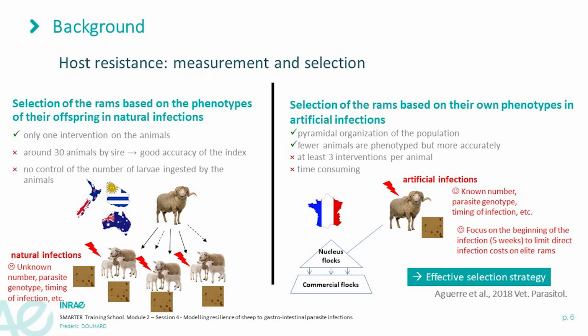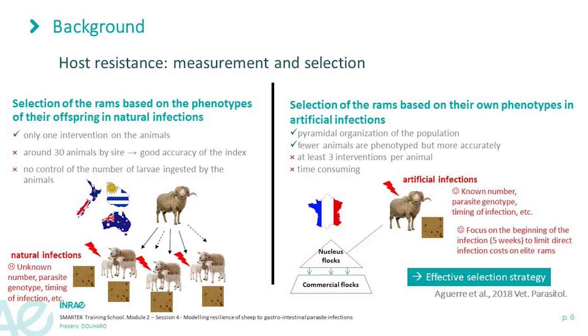But the problem with this is that you need a lot of animals per ram, about 30 animals, to get a good accuracy of the index. And you do not have a very accurate measure of the fecal egg count because you don't know the number of parasites that have been ingested. You don't know which species has been ingested because you have other parasite species, as I showed you before. And you don't know the timing of the infection. So there are a lot of sources of heterogeneity, and this makes the fecal egg count very difficult to interpret.